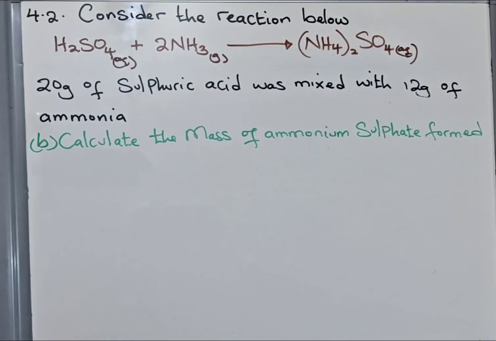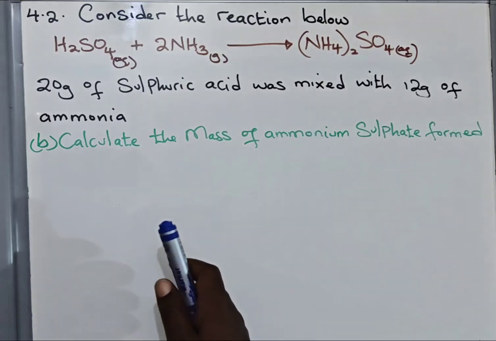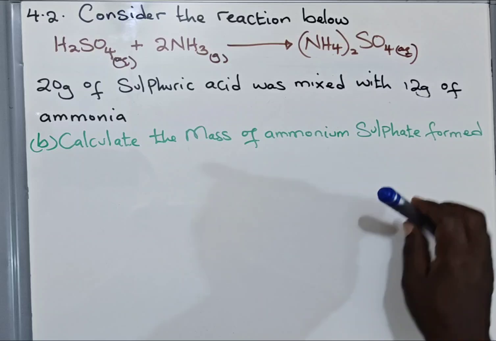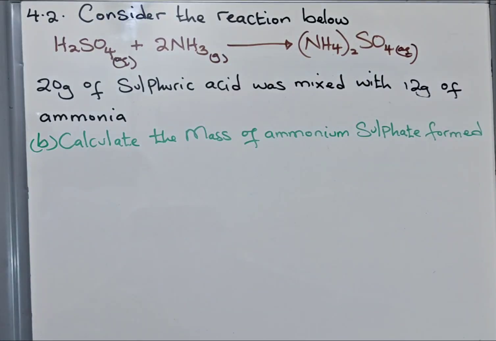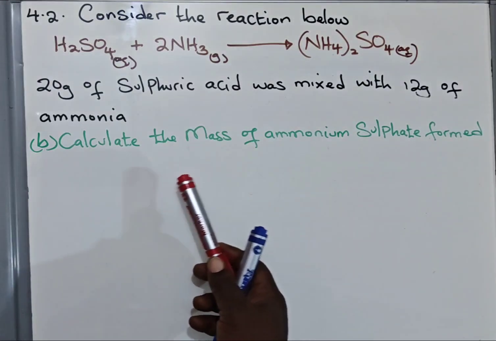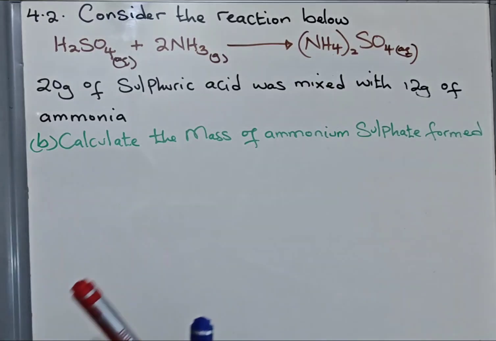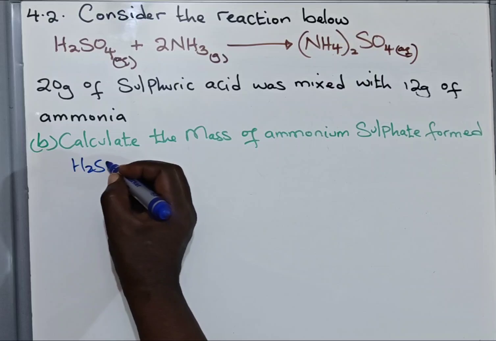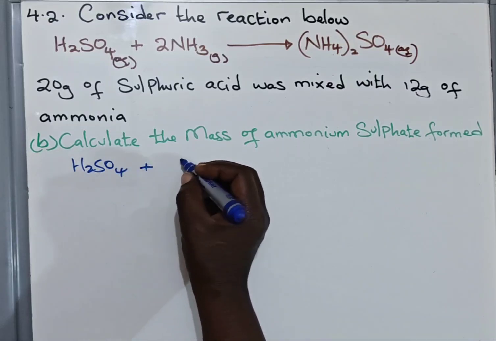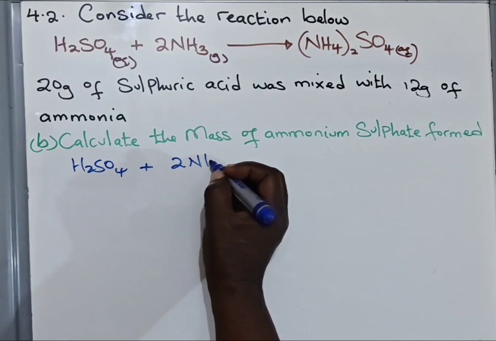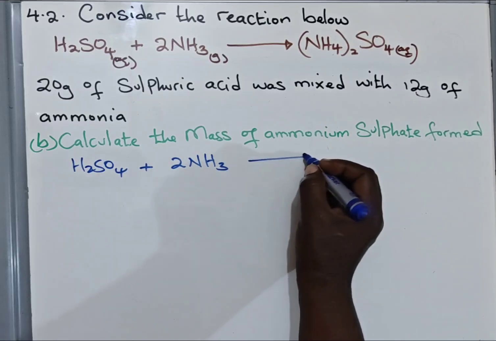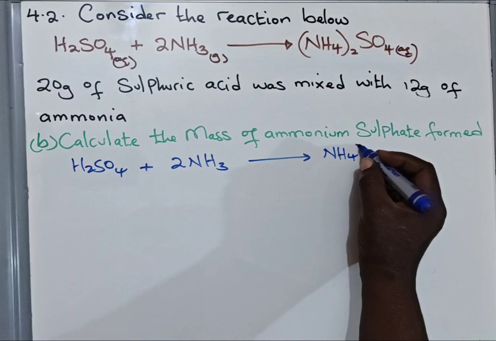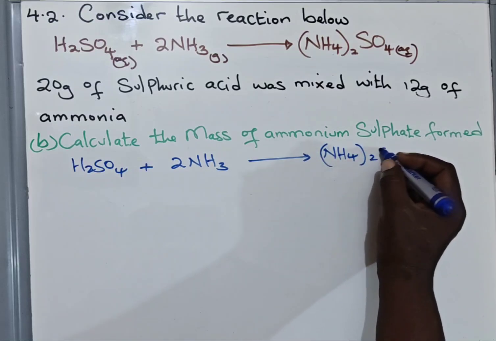Yeah, then we come to this question. It says, calculate the mass of ammonium sulfate formed. Okay, for this case, I recommend to rewrite the equation first, which is supposed to be sulfuric acid plus ammonia, giving you ammonium sulfate.